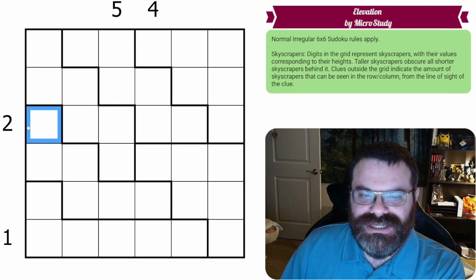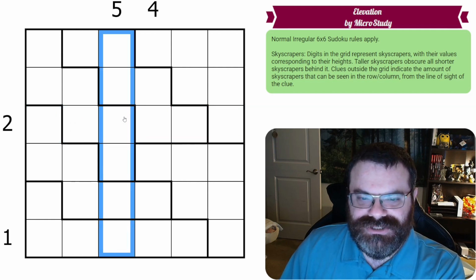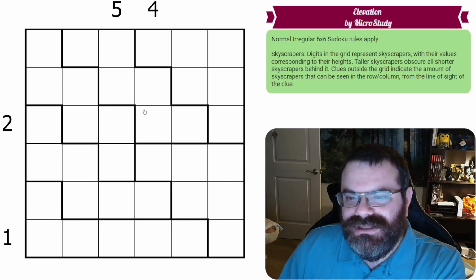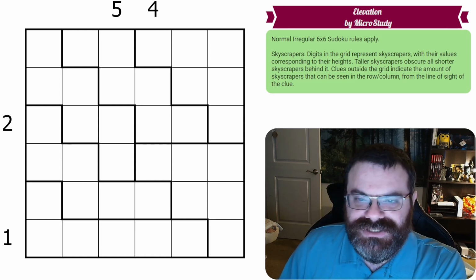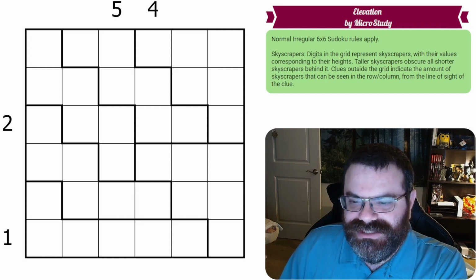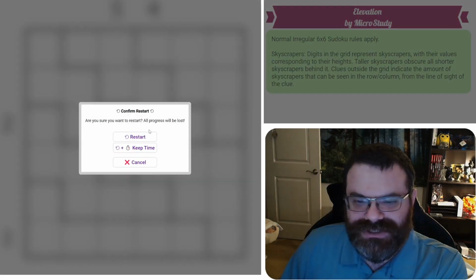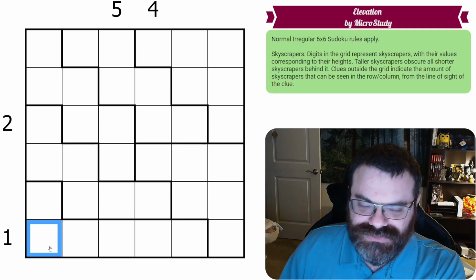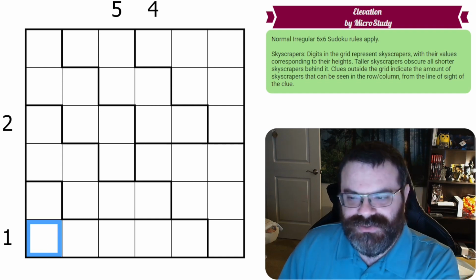So this 2 means we see 2 in this direction. This 5 means we see 5 in this direction. All right, so that is how those rules work. If you want to give this puzzle a try yourself, there's a link in the description, and I'm going to get started right now. Okay, so one obvious place to start is right here, which is a 1 skyscraper clue.